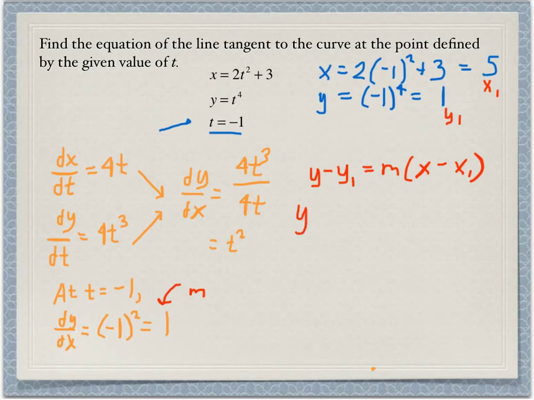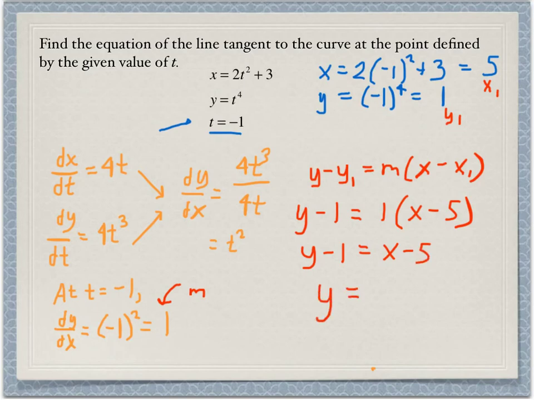So let's just plop in some stuff and see what we get. So y minus y1, well, the y1 is 1. Here's m, I put a 1 in for that. The x stays there, and the x1 in this case is 5. Almost done here, gang. So this is y minus 1 equals x minus 5. Add 1 to each side, and I get y equals x minus 4. That's my final answer.